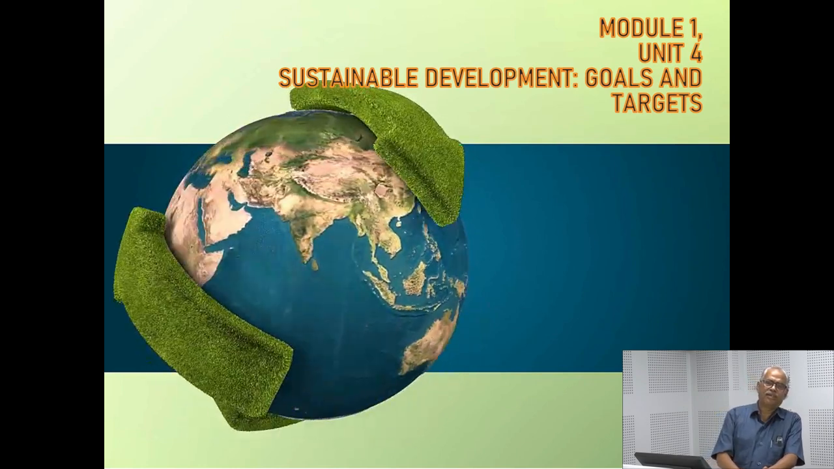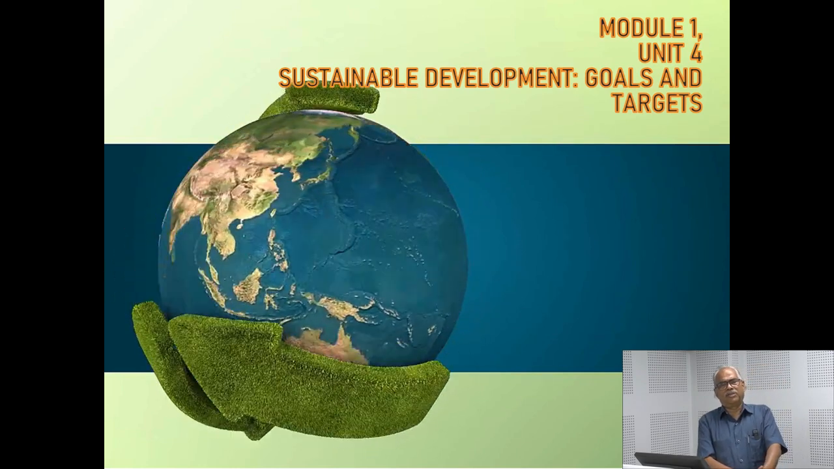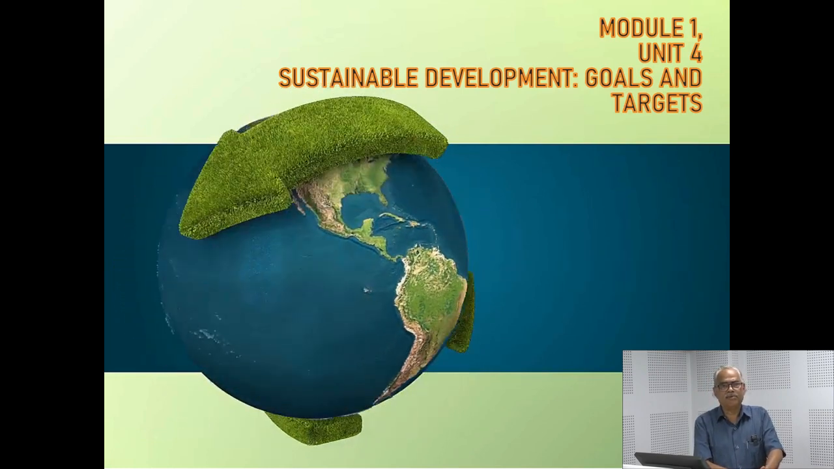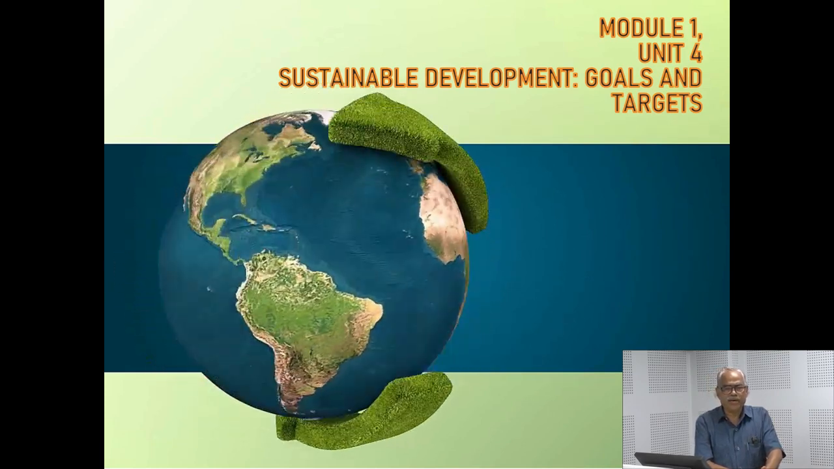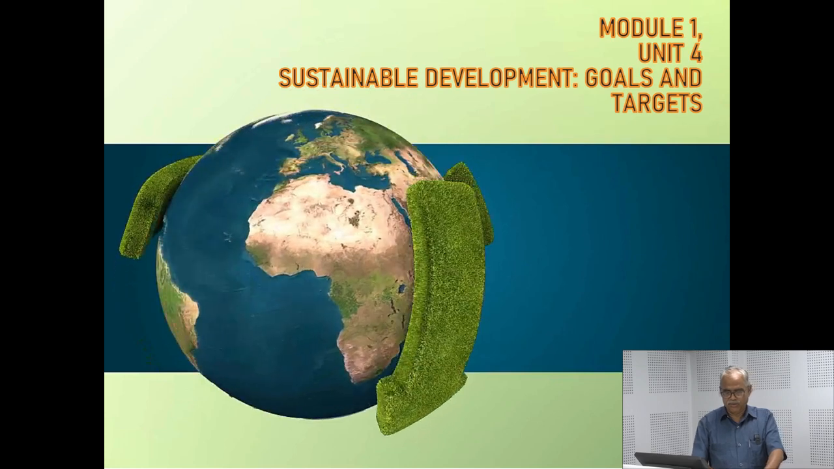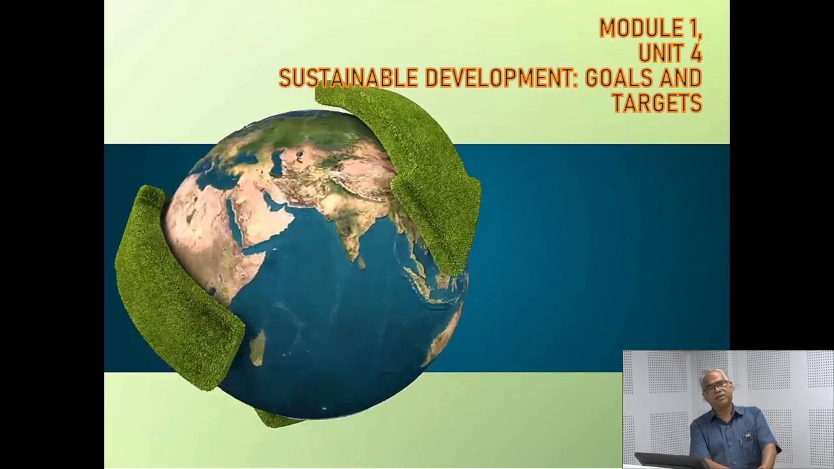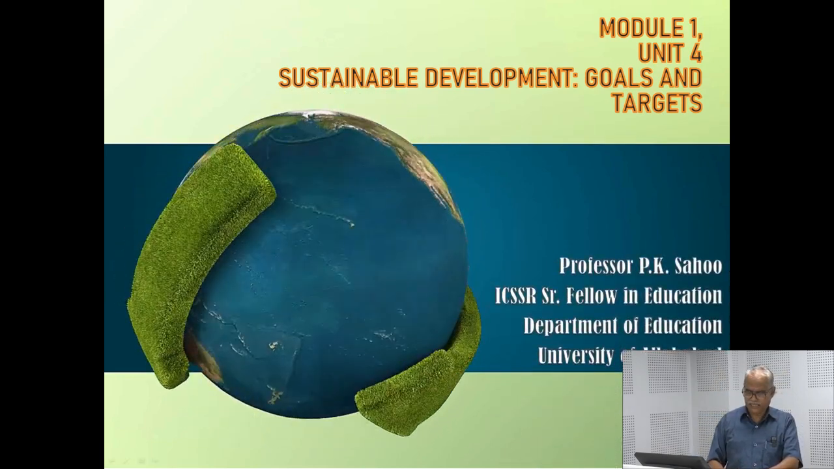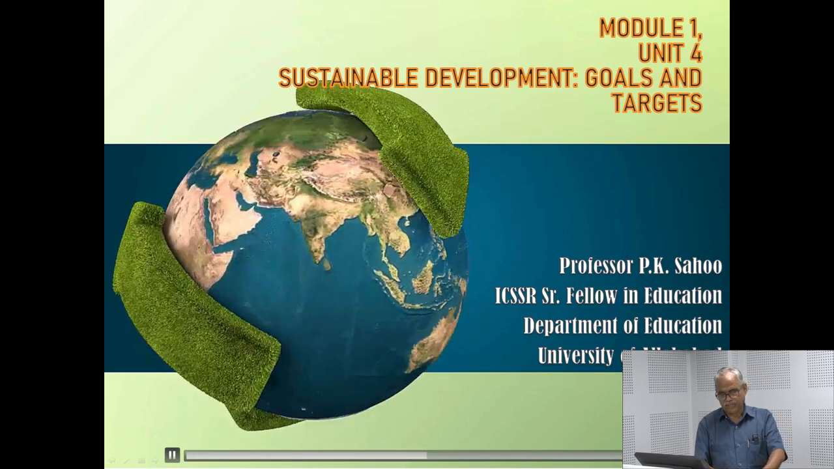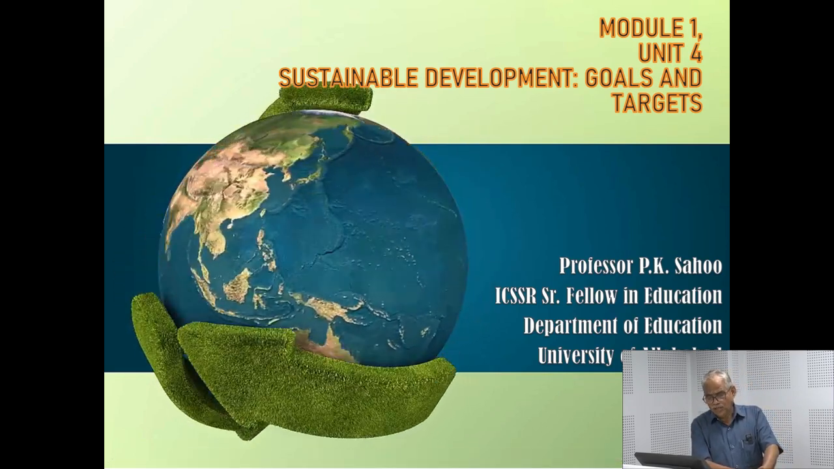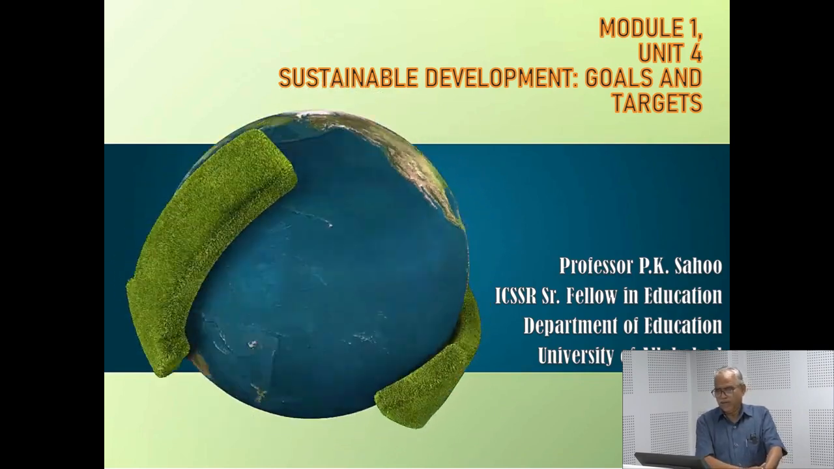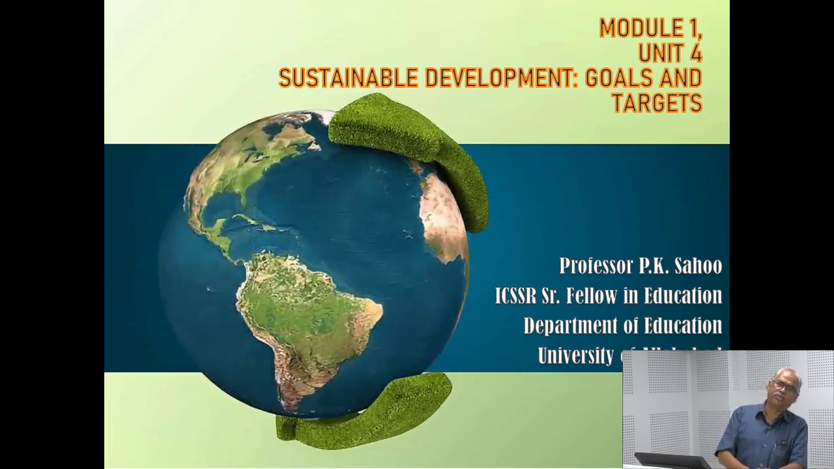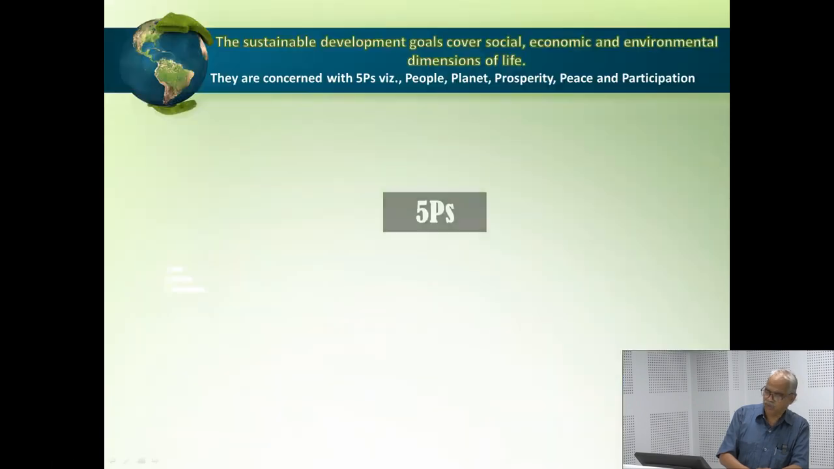Dear friends, we have already discussed the nature of sustainable development, the factors affecting sustainable development, and the challenges before sustainable development. Today we are going to discuss the sustainable development goals and targets as have been discussed at international level in the year 2015. And we will also discuss the goals of education with specific reference to achievement of sustainable development goals.